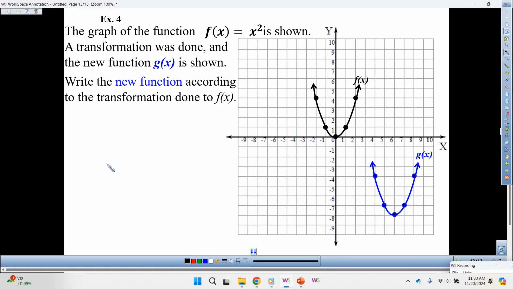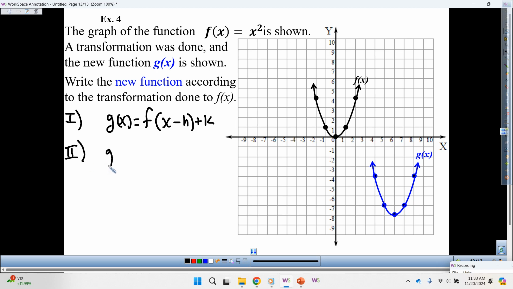Here we go. I want you to write Roman numeral 1. Step 1 is you write your form. G of x equals f of x minus h plus k. All right? Step number 2. We substitute values for h and k, according to whatever the transformation.